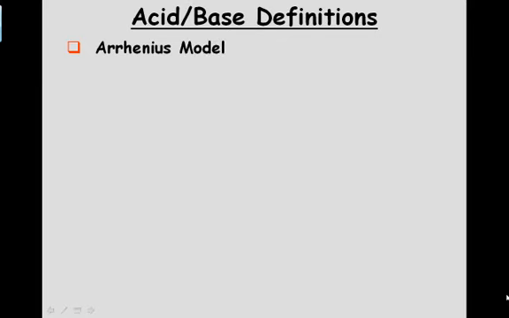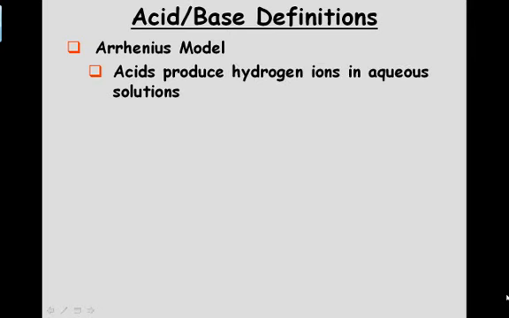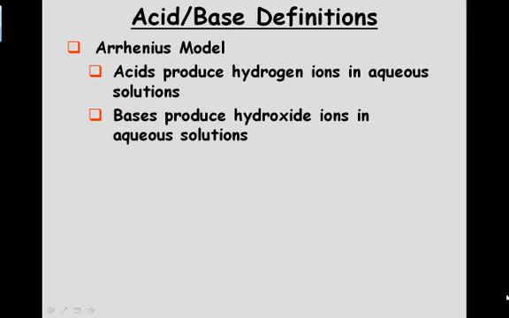Now there are three ways to define an acid and a base. The first method is the Arrhenius method, or the Arrhenius model of defining an acid and a base, and this is the one that we are most familiar with. In regular chemistry, this was probably the way that acids and bases were defined. An acid produces hydrogen ion in solution, and a base produces hydroxide ion in aqueous solution. This also happens to be the most narrow definition, so it's probably the most useful definition for us.